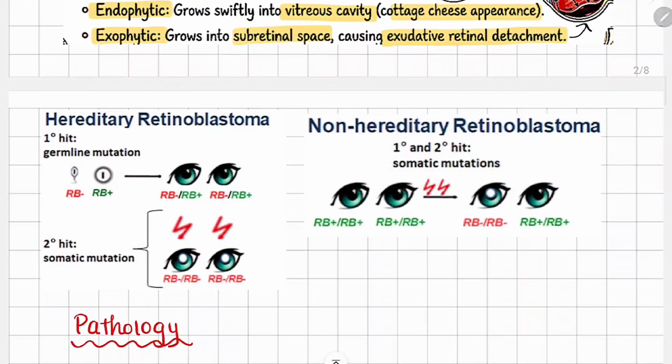So once again, what is the Knudsen's two-hit hypothesis? In the hereditary type, the primary hit is the germline mutation, so it affects all the cells. And the second hit is the somatic mutation, only in the retinal cells, and hence it is getting mutated. In non-hereditary retinoblastoma, the primary and the secondary hit occur sporadically.